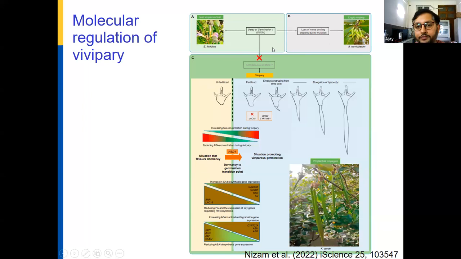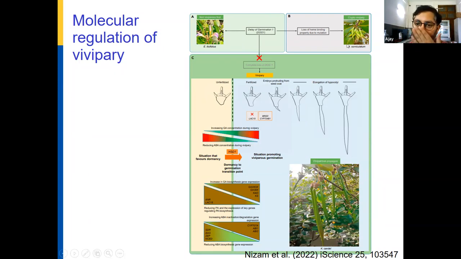One important key gene is required for viviparity. The name of this gene is DOG1, delay of germination 1. And in the case of non-viviparous fruits, its expression is normal. And so the plants are not viviparous. They produce normal seed. They will undergo dormancy and then germination.